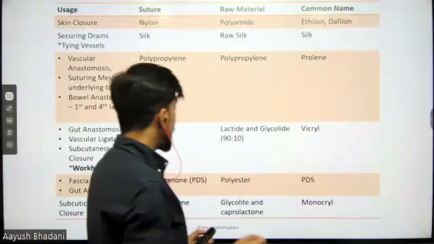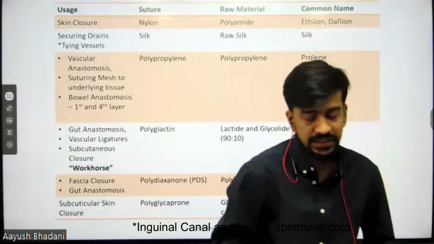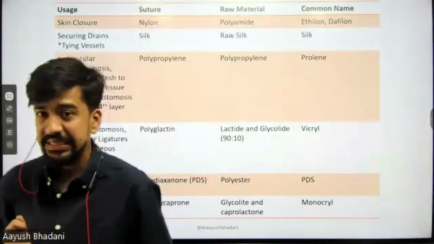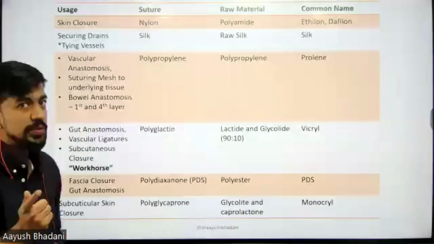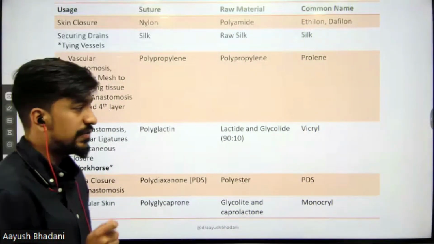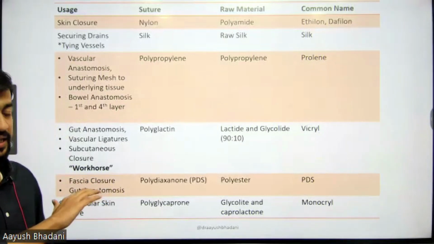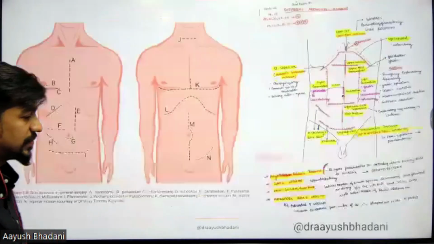Okay. So what we'll be using there is something known as PDS, or polydioxanone. It is a polyester suture, an excellent synthetic but absorbable. That is very important to note. Then we have something like Monocryl for subcuticular suturing. So I hope it's clear for now. We'll come back to this slide as we go and discuss other operatives.